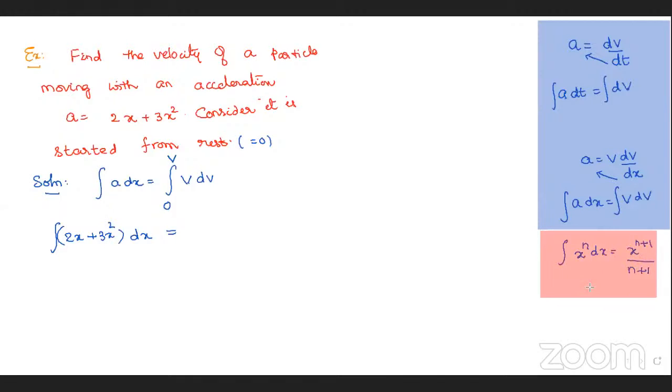I think you remember. So here I am believing you all. Yes, yes, yes, you remember. Using that formula, here I am writing, instead of x, v is given. In place of n, 1 is there, v power. So x power n means x power n plus 1. Here v power n plus 1, 1 is there. So 1 plus 1 by n plus 1, 1 plus 1. So here I am getting v square by 2 and the limits are 0 and v.